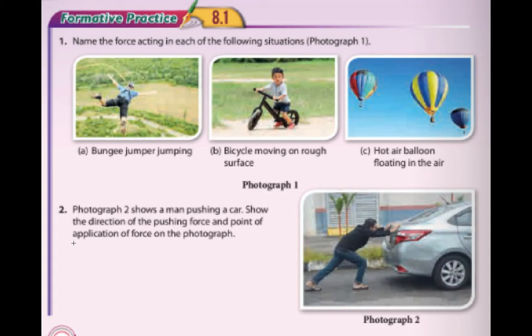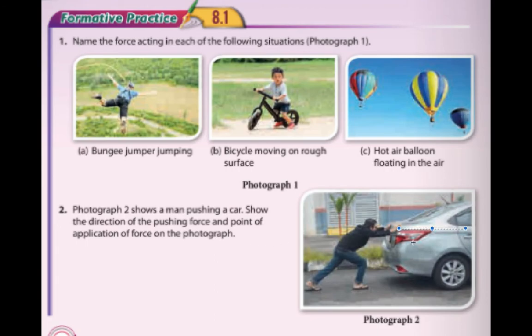Show the direction. Dalam soalan ni, dia suruh show two things. The first one, show the direction of the pushing force. The second one, show the point of application of force. So the direction of pushing force adalah ke arah orang tu tolak, ke depan. So you have to use arrow on the photograph. You cannot just say to the left or to the right, because the question clearly says on the photograph.